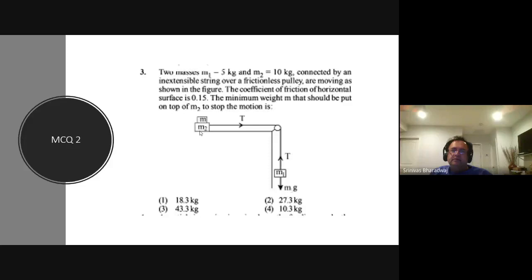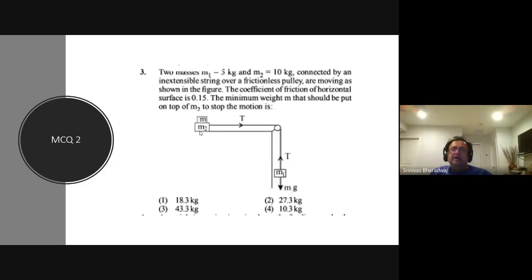mu times (m plus m2) g, 0.5 times (m plus 10) g, right? So 50 divided by 0.15 is what? 0.15 is 3 times 0.05. 50 divided by 0.05 is what?